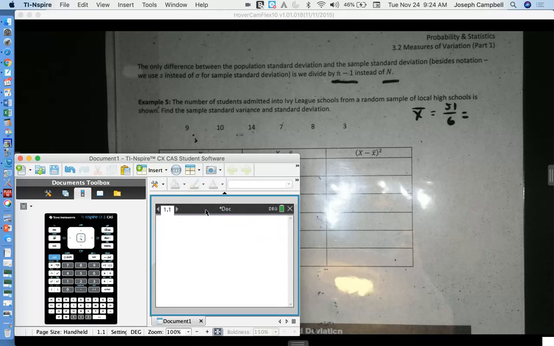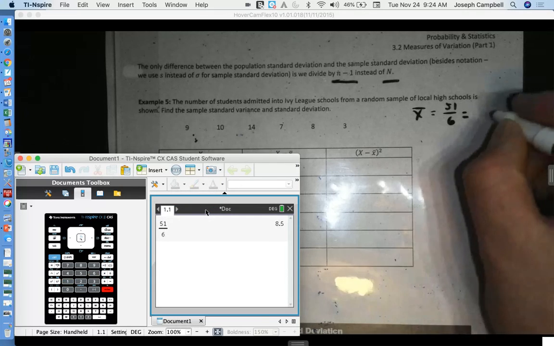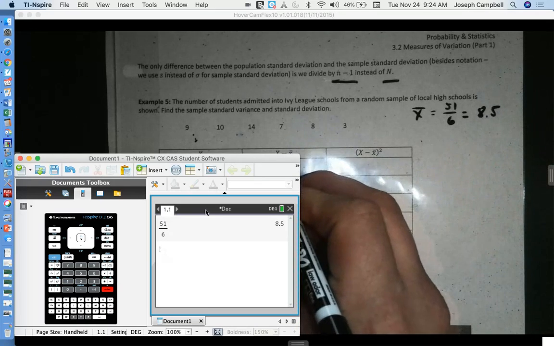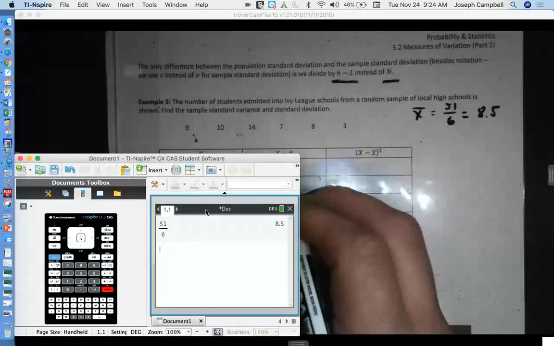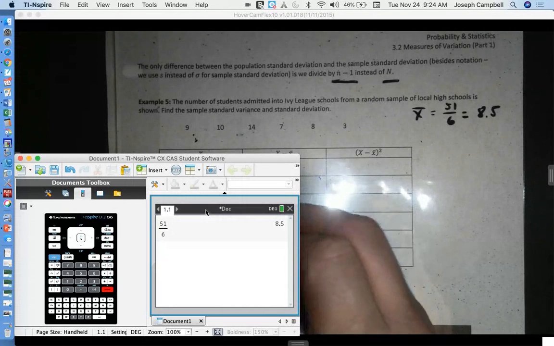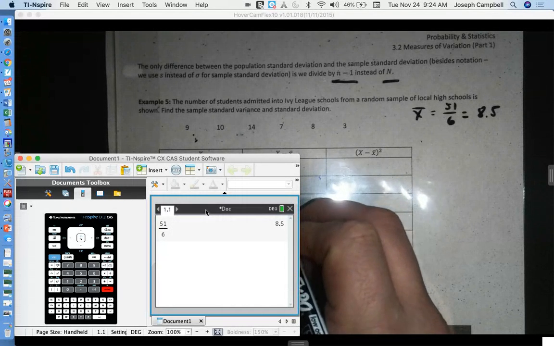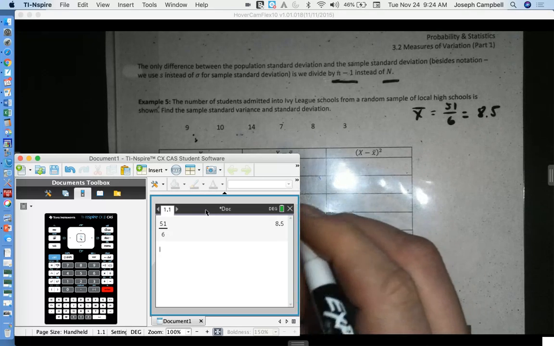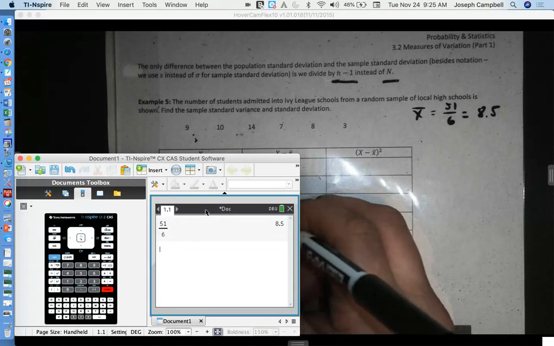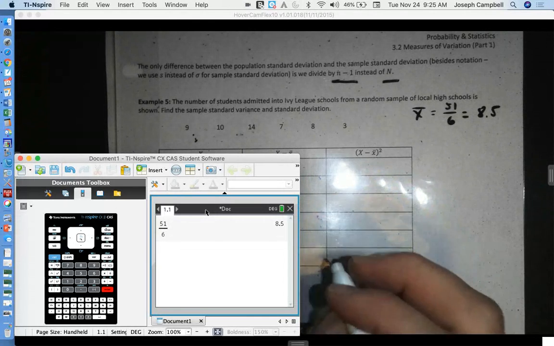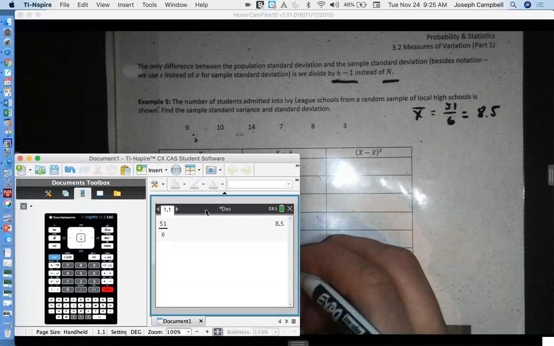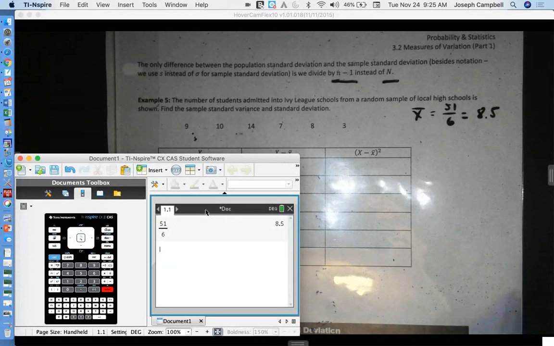Okay, so we'll learn how to do all of them soon. Maybe today, if it seems advantageous. All right, it's 8.5. So 9 minus 8.5 is 0.5, 10 is 1.5, 14 is 5.5. Told you, brains fried. All right, negative 1.5, negative 0.5, and then negative 5.5. Those are our differences. Now let's square them.